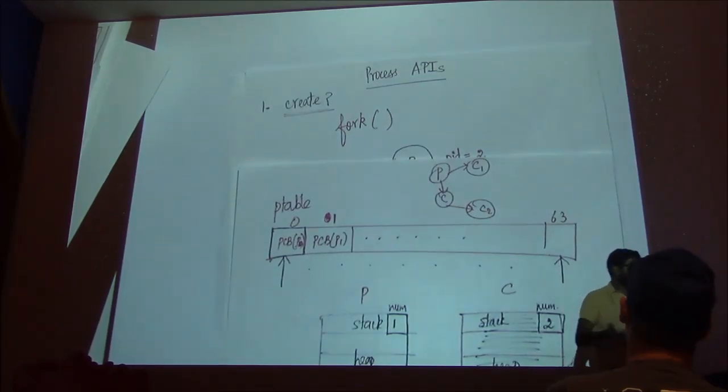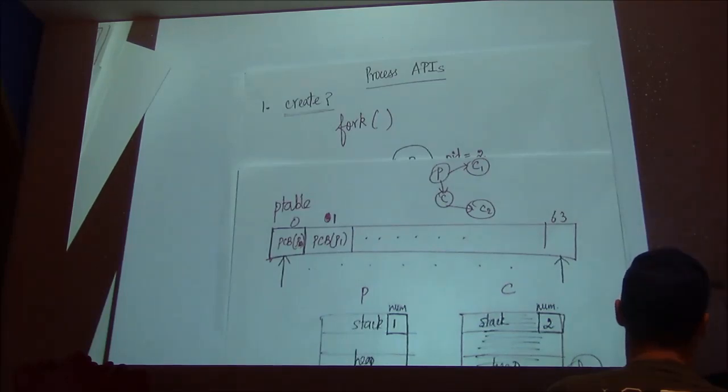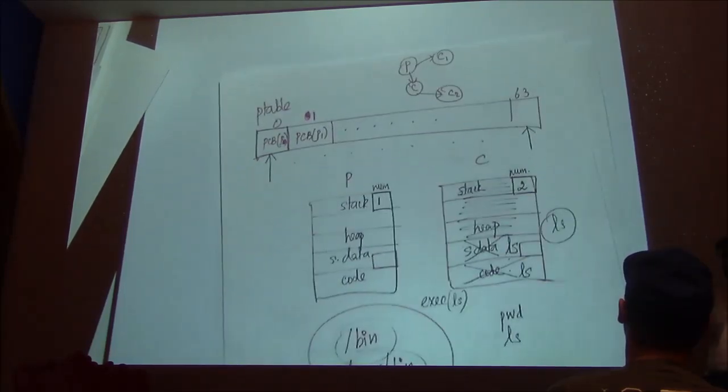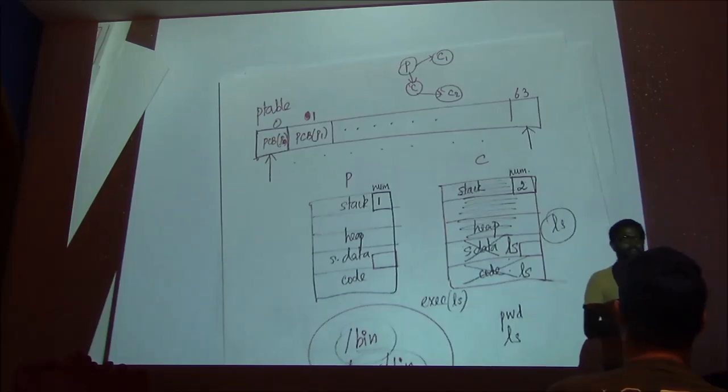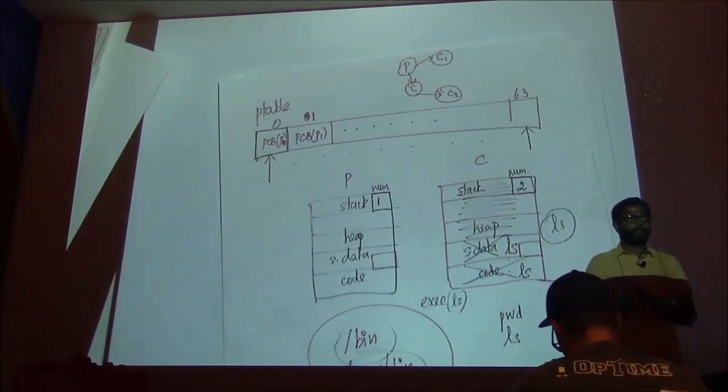I think this is all you need to know about fork, exec, and wait. These are the process APIs.